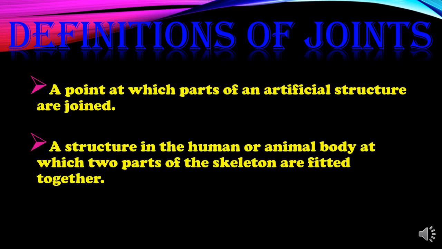Now let's see. Here I have two types of definition for joints. The first definition is a point at which parts of an artificial structure are joined. The second type of definition for joint is a structure in the human or animal body at which two parts of the skeleton are fitted together.